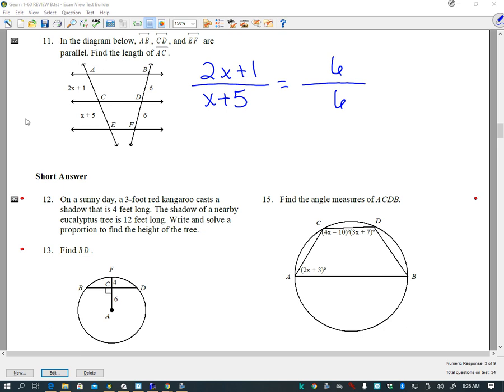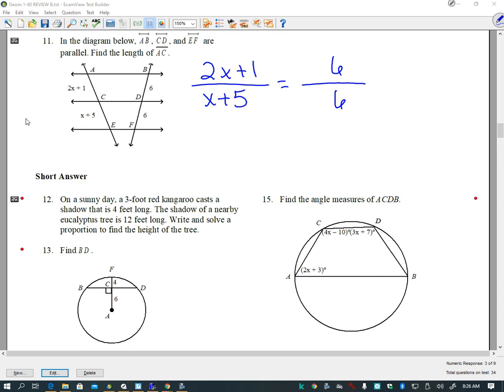So at this point, there's a couple things that we could determine here. Notice that 6 is equal to 6, right? So what we might be able to find out in the end is that 2x plus 1 is actually equal to x plus 5, right? But let's go ahead and try it this way. This would be the harder way of solving this.